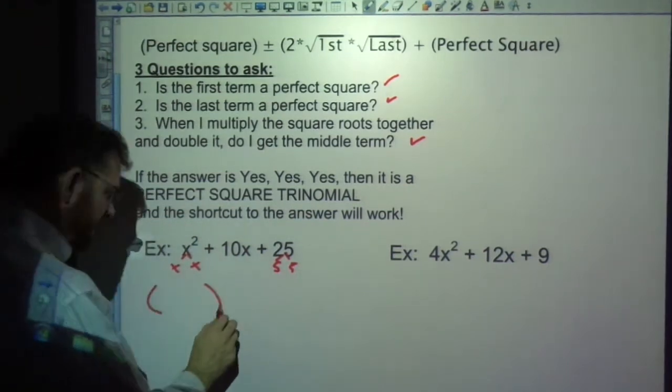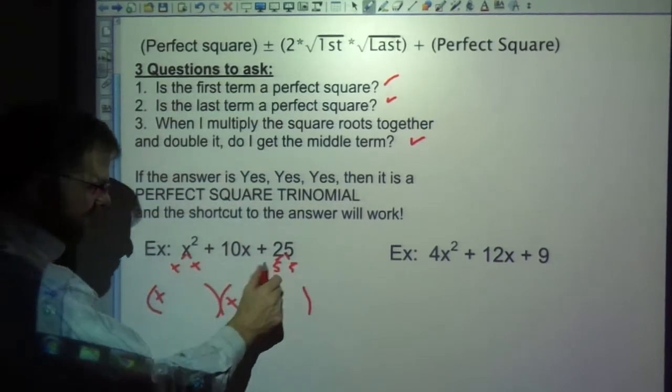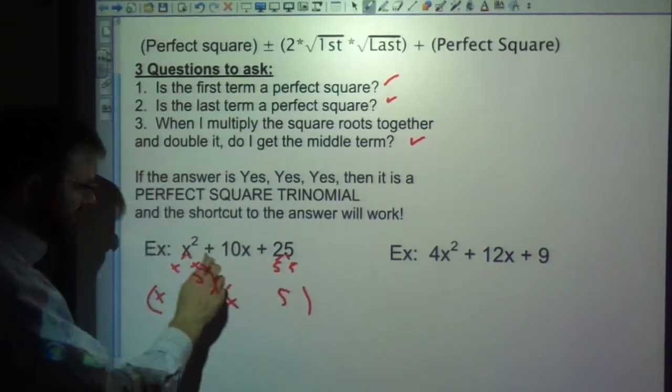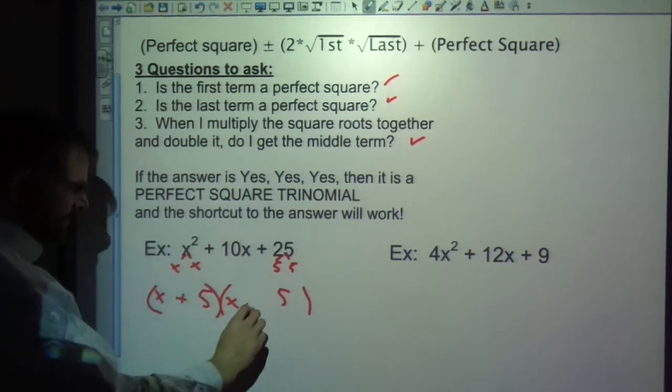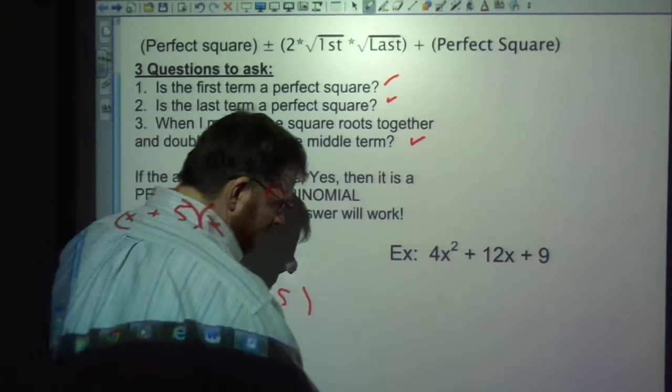Awesome. If it is, here's how you factor it. These guys go here and here. These guys go here and here. The middle term is the same as this middle term, both plus and plus. You can check it by FOIL. Okay? How about this one?